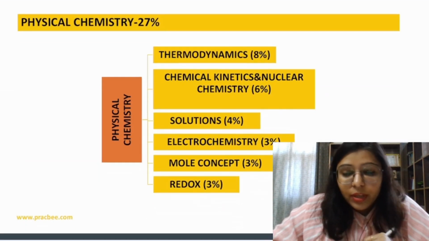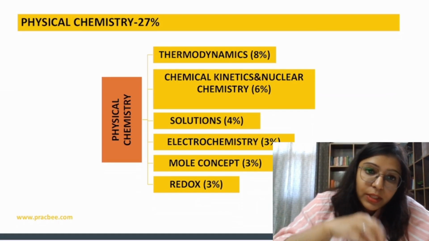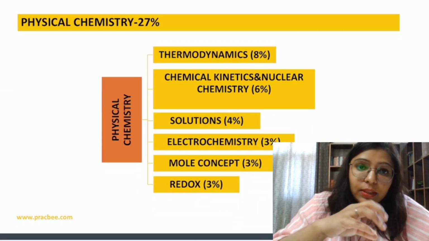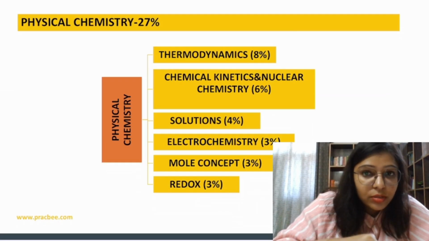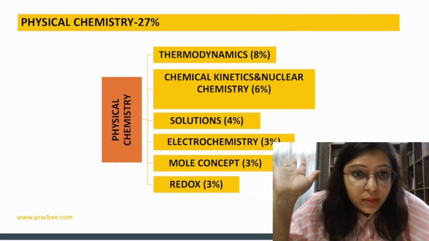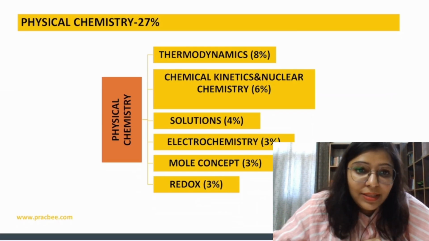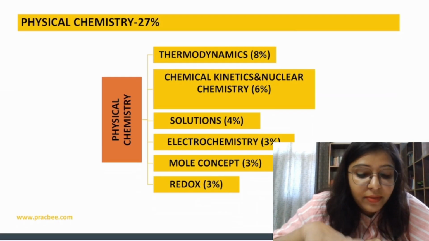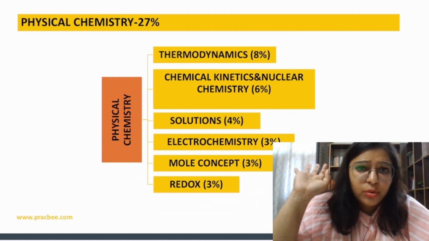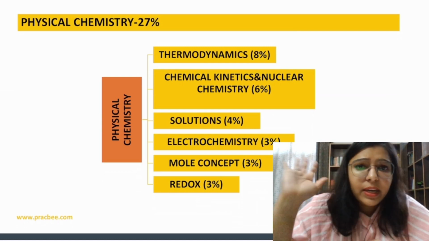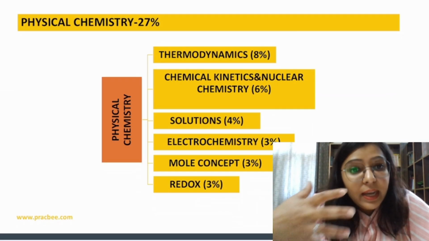Okay. So now let me talk about the weightage. In physical chemistry, if you cover these chapters: thermodynamics, chemical kinetics, nuclear chemistry, solutions, electrochemistry, mole concept and redox, then you can cover 27% of the syllabus, right? This percentage is from the past 5 years. We have so many questions from thermodynamics. Every year we are getting one or two questions from thermodynamics. Every year we are getting some questions from chemical kinetics, solutions related to Van't Hoff factor, and electrochemistry.